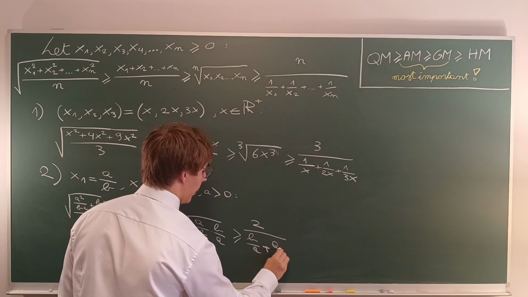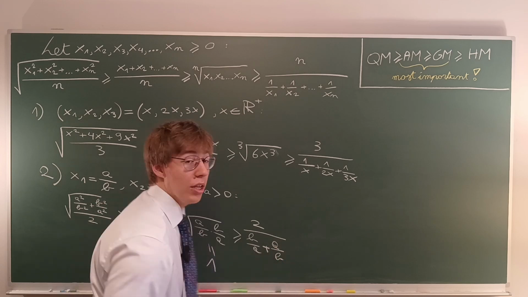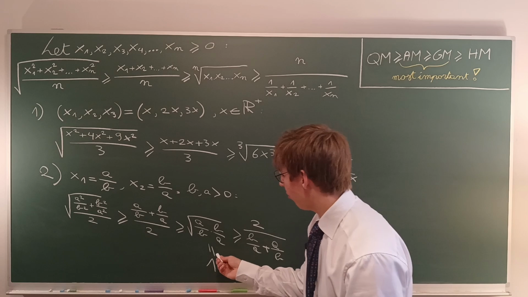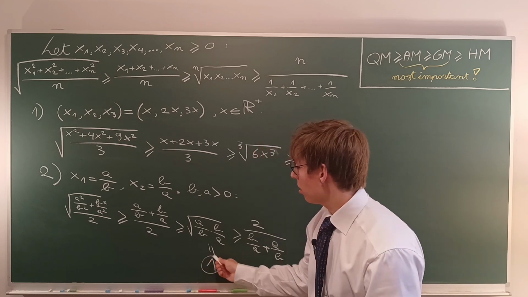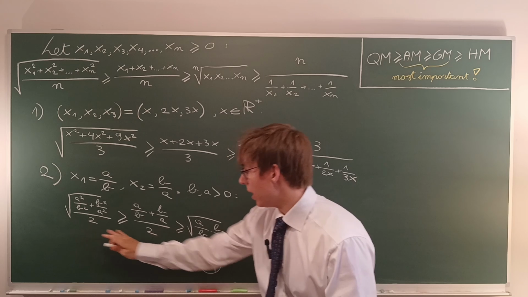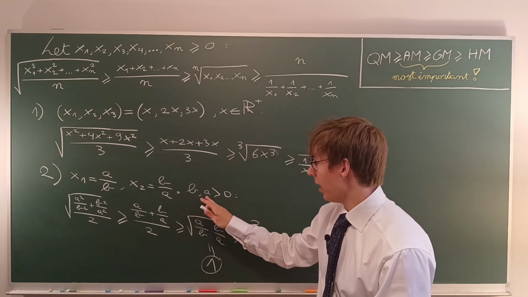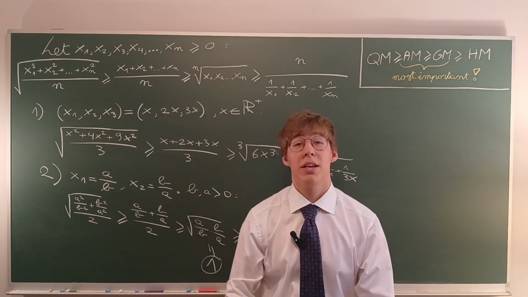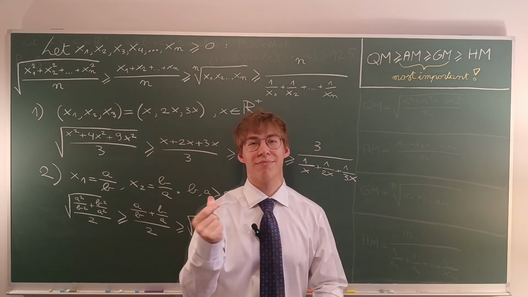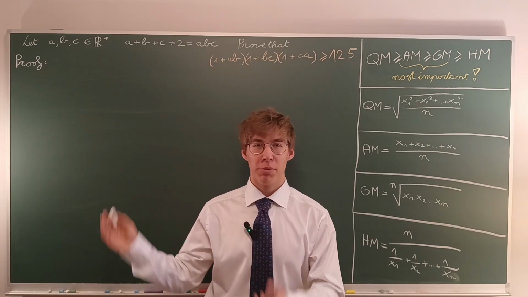plus a over b. So you see that you can be creative with the choices, such that, for example, one of these means just becomes an integer, and the other ones stay valid for b and a positive integers. So let's now solve the two problems. This is the first problem.